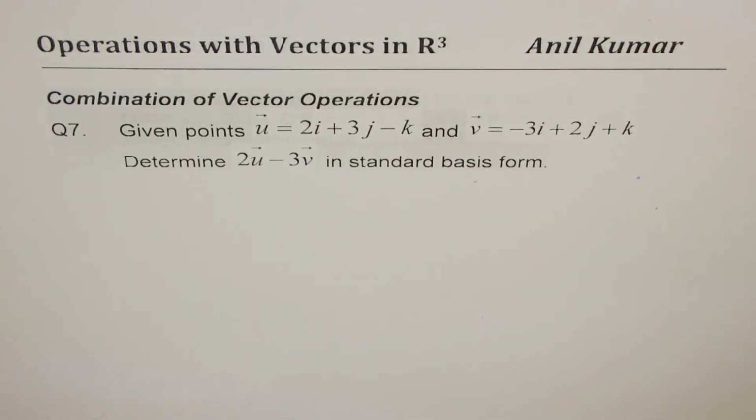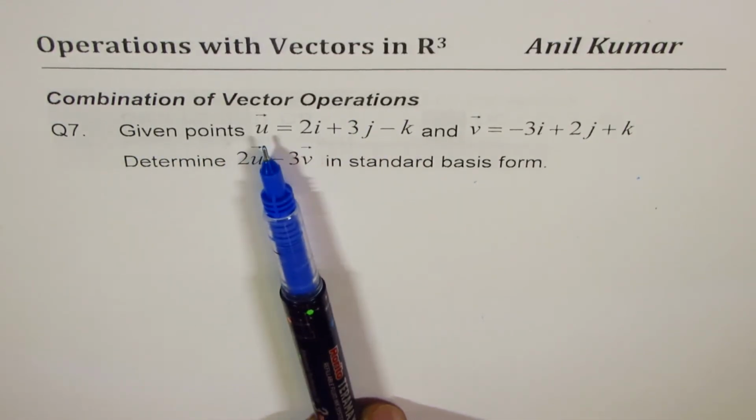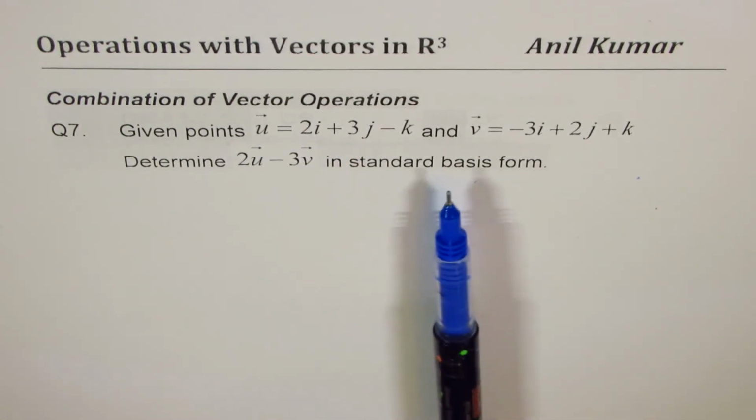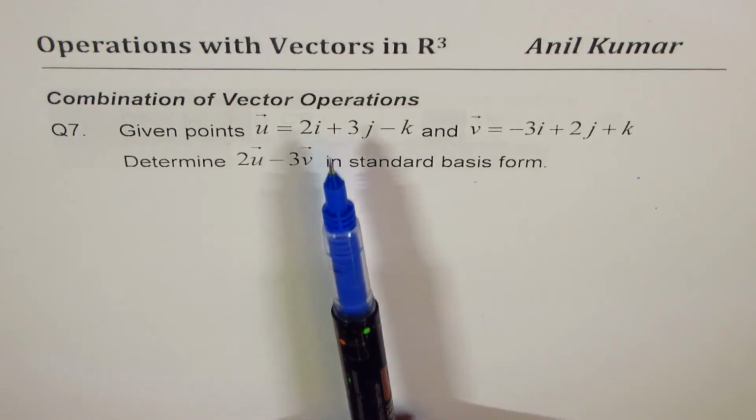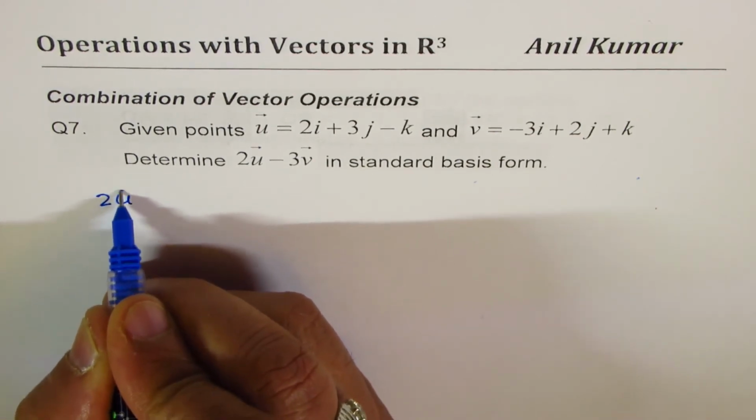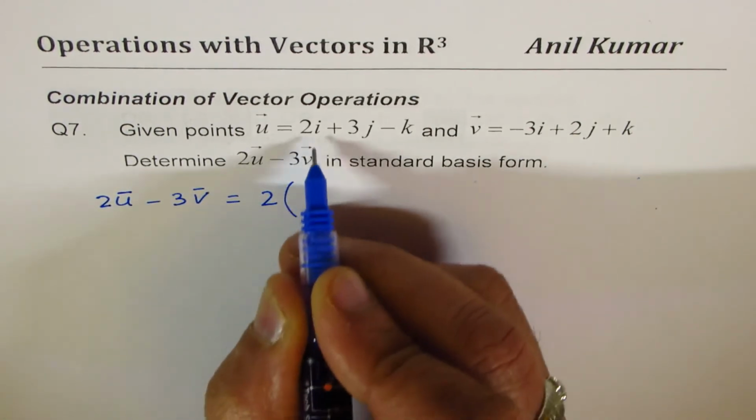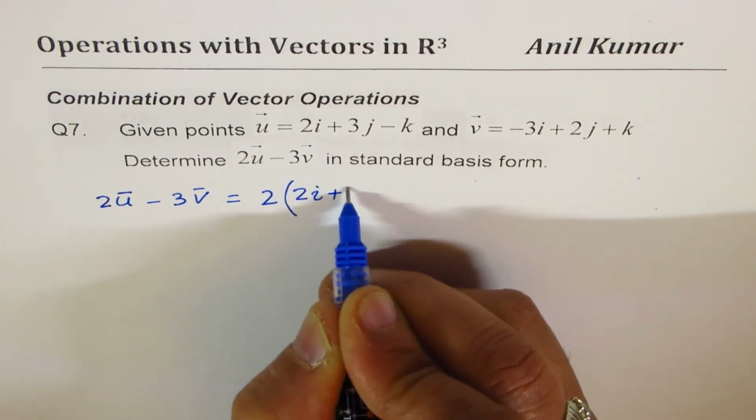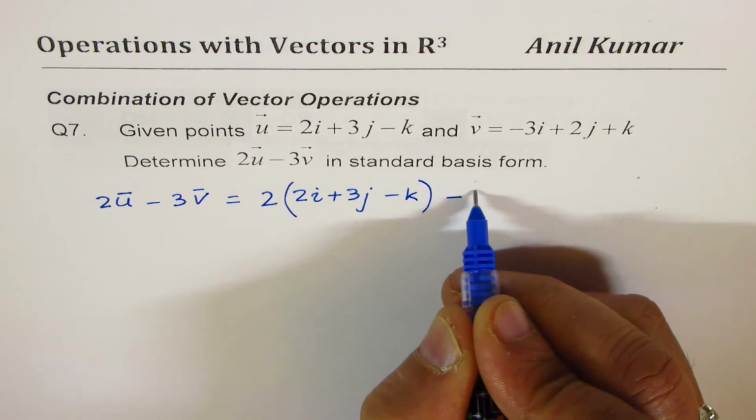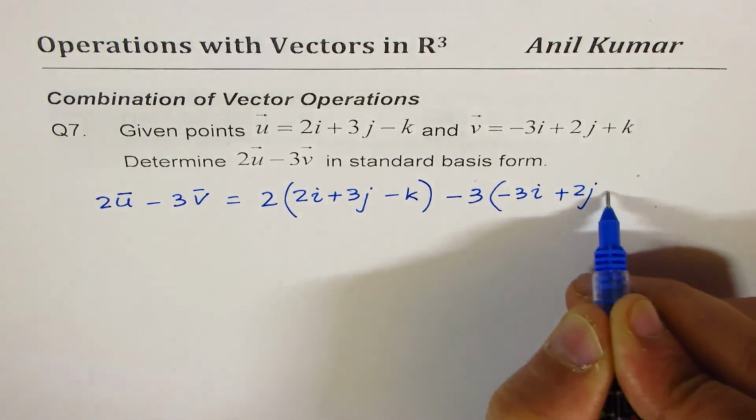Question number 7. Combination of vectors operation. Given points u and v, determine 2u minus 3v in standard basis form. Standard basis is in which it is written here, right? So we'll do the algebraic operation. We want 2u minus 3v, right? So that basically means 2 times the vector u, which is 2i plus 3j minus k, minus 3 times vector v, which is minus 3i plus 2j plus k.